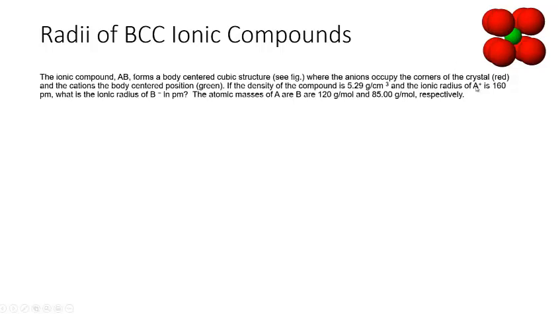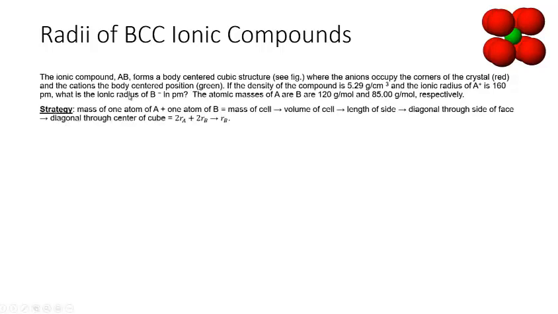So we're also given in the problem the ionic radius of A, that's the cation in the center, and we have to figure out from that the ionic radius of B minus. We're given the atomic mass, in grams per mole, of each of the two elements involved in the bonding. So how are we going to get from these pieces of information to the length of the radius of one atom?